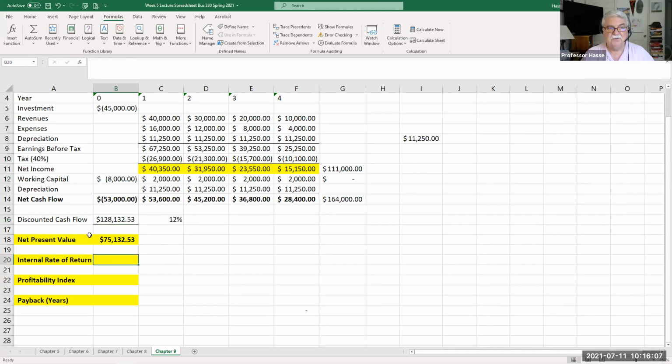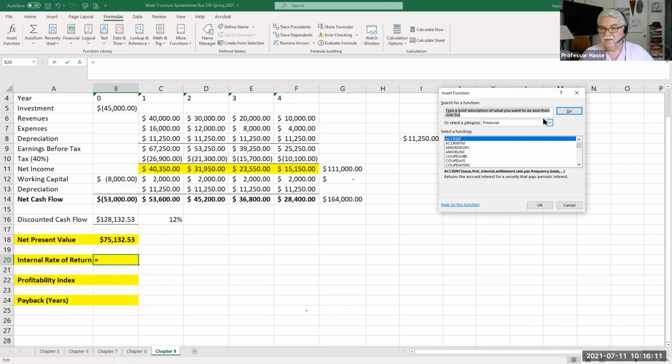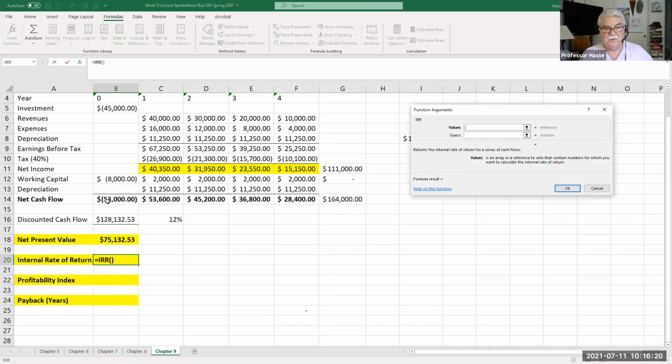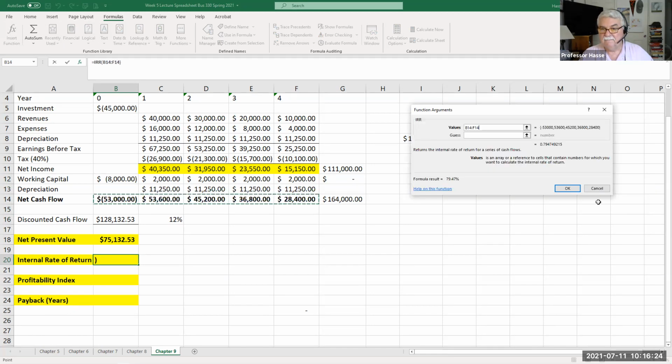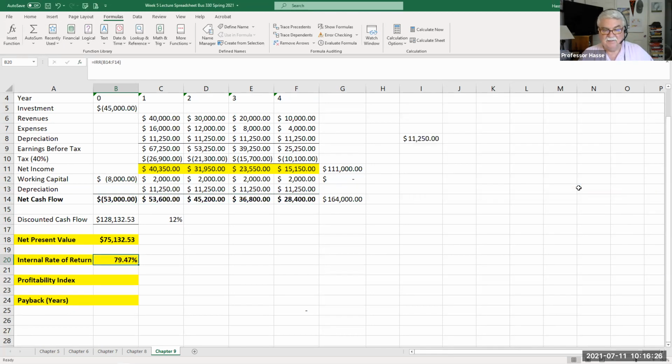Let's do internal rate of return. Formula, function, financial, internal rate of return, IRR. There it is. And now we just pick the values from year 0 to year 4. 79.47%. Wow, we're making a lot of money on this baby.